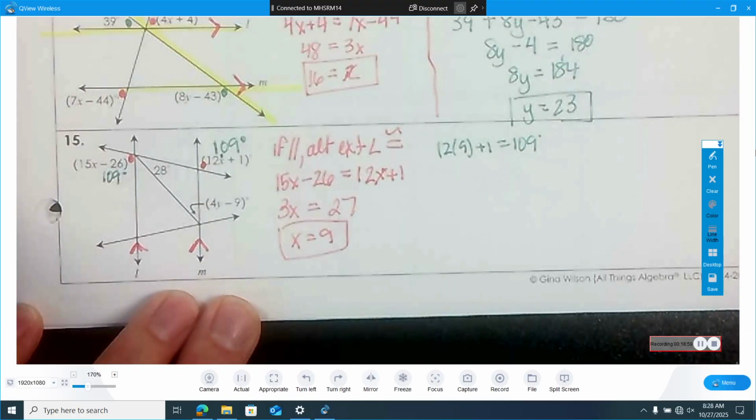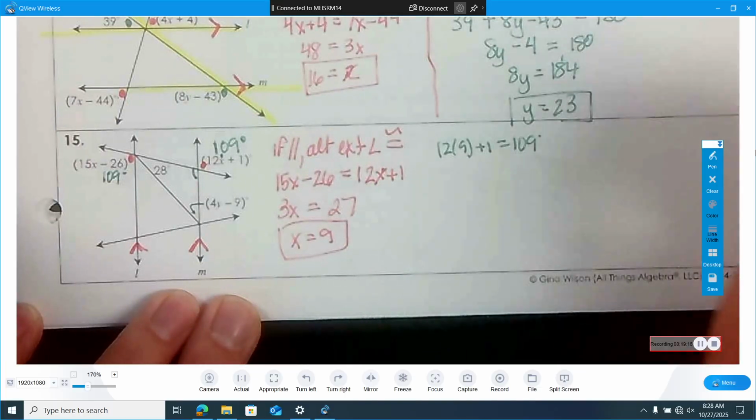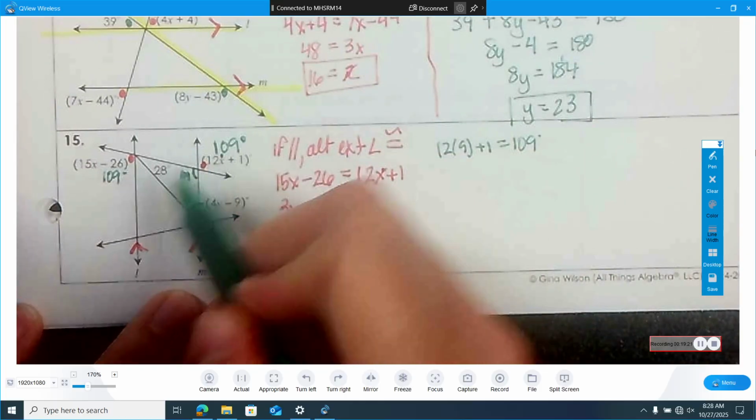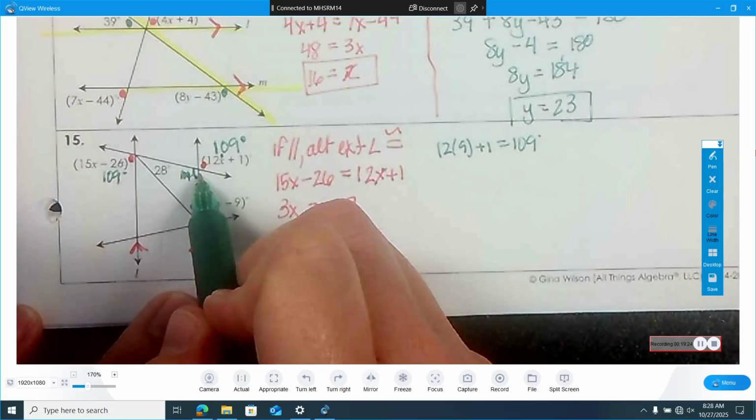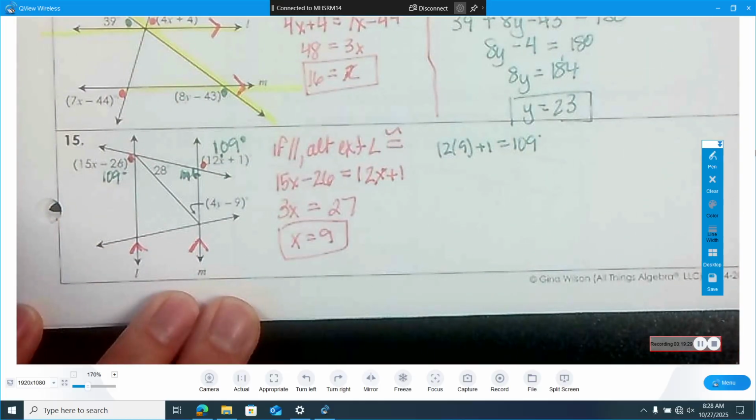28 and 15x minus 26 are corresponding? No. What's this angle right here? 109, why? Okay, vertical to the other side, sure. That is corresponding. Yeah, those are corresponding here and here, this 109. Can we figure out this angle? Yeah. How do we do that?